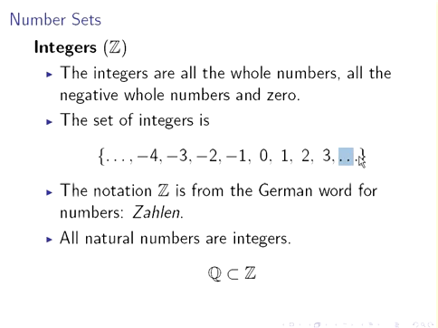The notation Z is from the German word for numbers. I'm not quite sure how to pronounce that, so I'm going to have a guess: Zahlen. The reason we use Z rather than I is because I is reserved for a different number set called imaginary numbers. Now, all natural numbers are integers, so we could say that N is a subset of Z. If a number is a member of N, necessarily it is a member of Z also.